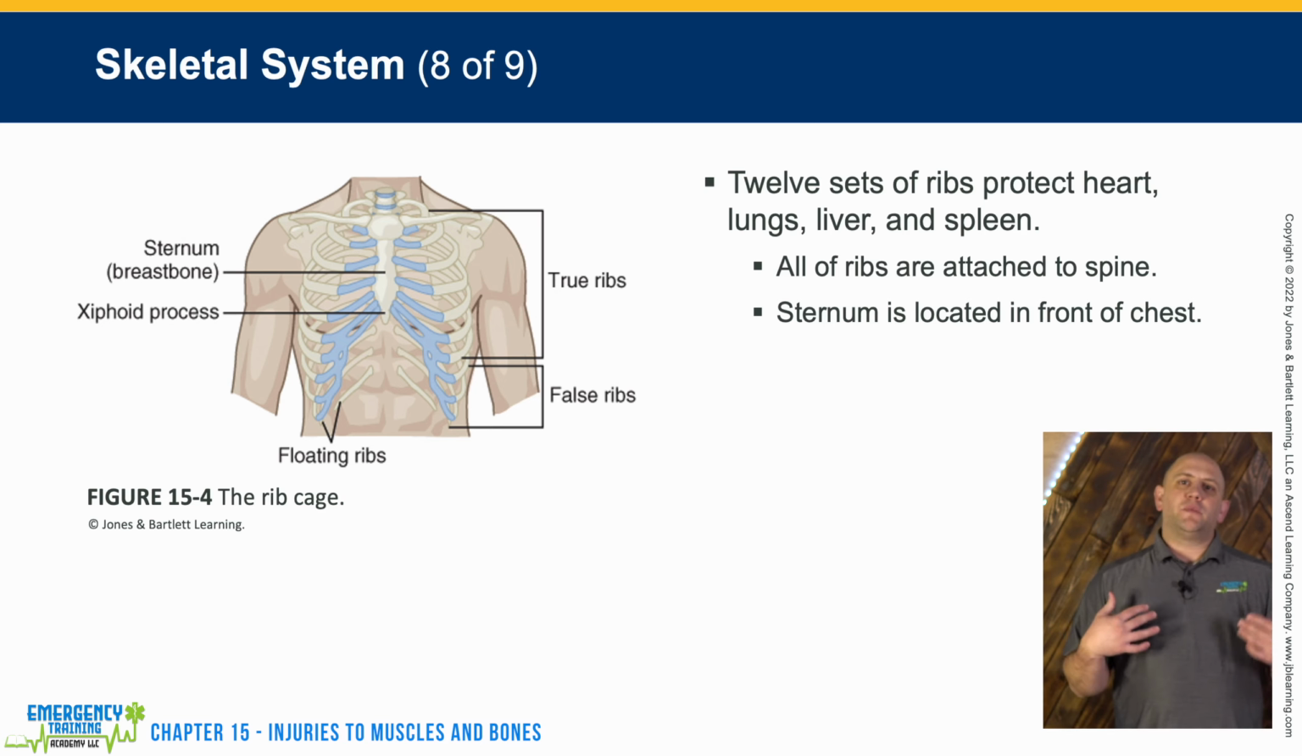The only exception to those ribs that come around and connect to the sternum are the 11th and 12th rib, which we call floating ribs. And they're called floating ribs purely because they do not connect to the sternum in the front of our chest.